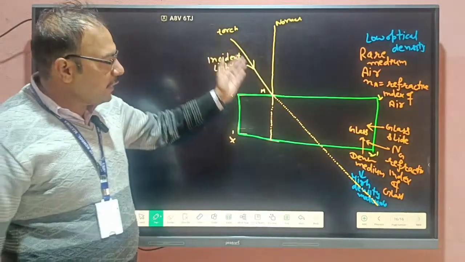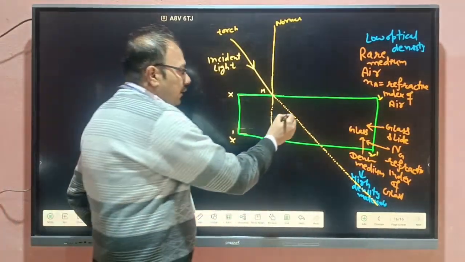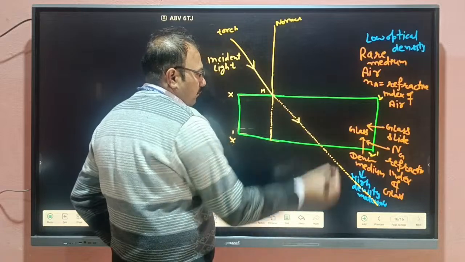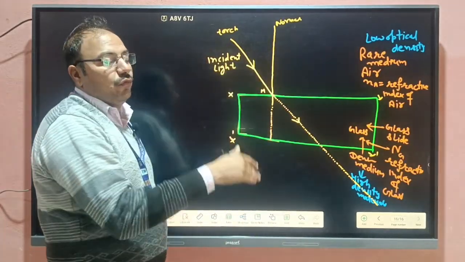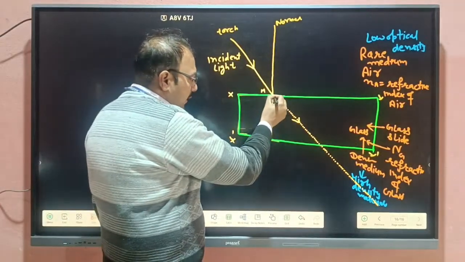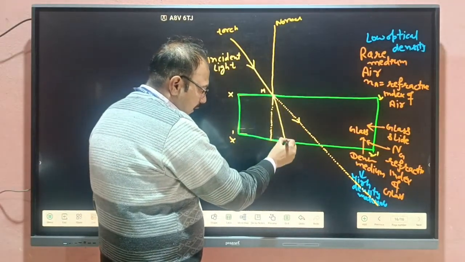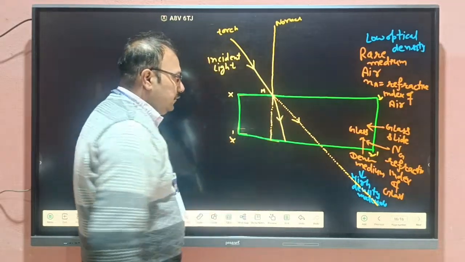So this is the actual path of the light. We mark here, this is the actual path. But the light enters going from a rarer to a denser medium, so it bends toward the normal. So it bends like this, and it strikes here.